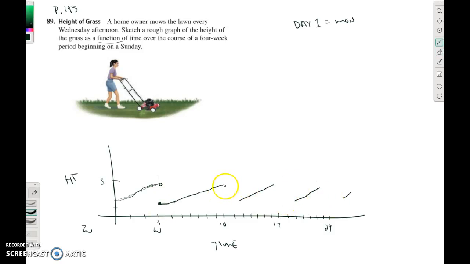Are we talking about the average height of all the grass, or are we talking about one blade? It's going to go up to there, and then it's going to hop down to there. Kind of like that step function that we worked with. So that could also be the height of the grass, where that's the instant that that piece of grass gets lopped off. Okay? Either way.